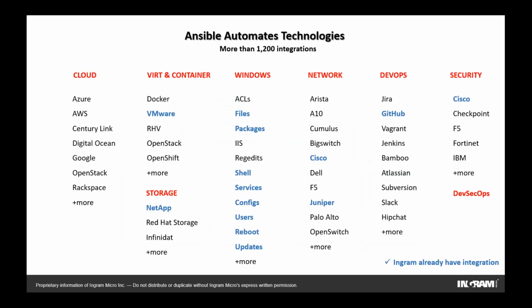With Ansible, you can create 1200 plus integrations. The ones you see in blue color, Ingram has already integrated and they are readily available for the demo later. By that, you should be able to do the integration, whether it's cloud, virtual, container, Windows, or network, depending on each and every customer scenario. So you can identify your vendor name and the product name, and look for the certified module available within the list. Later, I will show you what exactly that means.